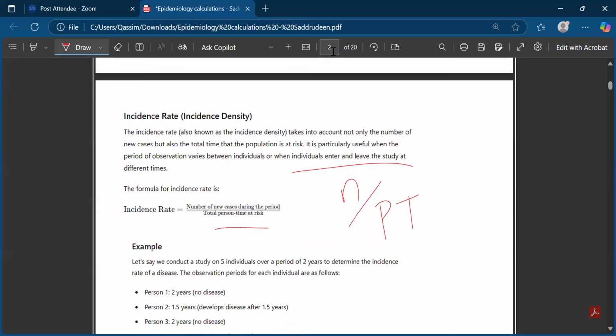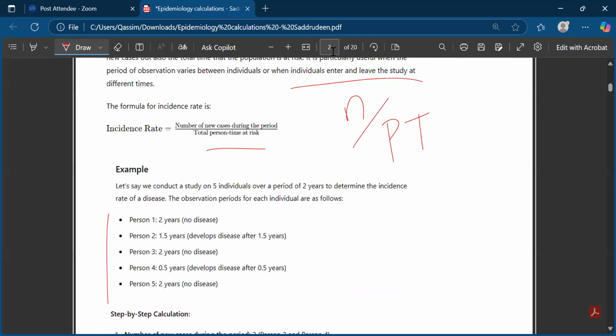Here you're given an example. I'm studying 5 students over a period of 2 years. Person 1, after 2 years, no disease. Person 2, after 1.5 years, develops the disease. Person 3, after 2 years, no disease. Person 4, after half a year, develops the disease. Person 5, after 2 years, no disease.